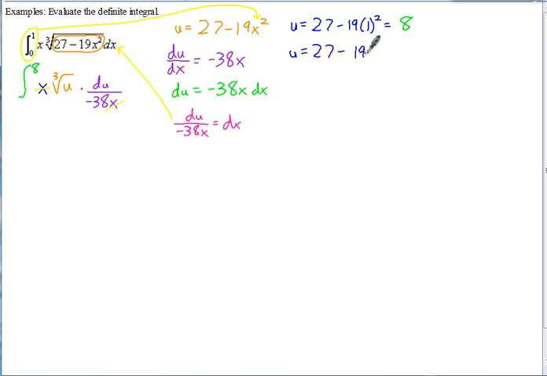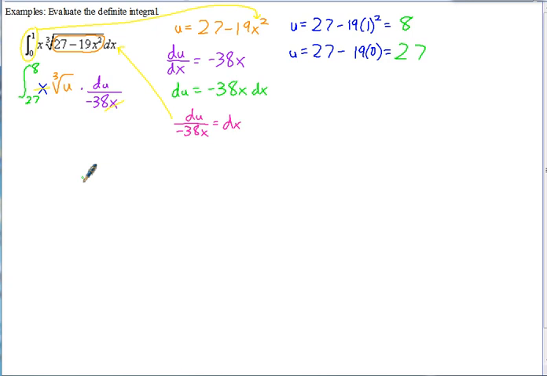If you substitute in 0 for x, you can see that wipes out the second term. We're just left with 27. So when x is 0, u is equal to 27, so our lower limit becomes 27. Now the whole integral is in terms of u, including the lower and upper limits.